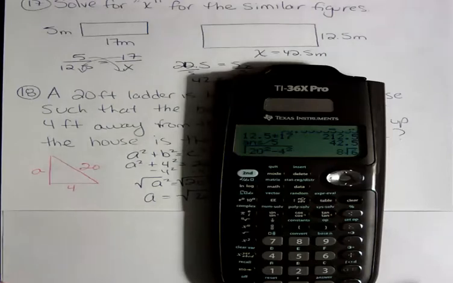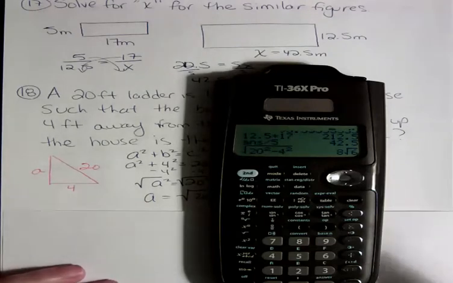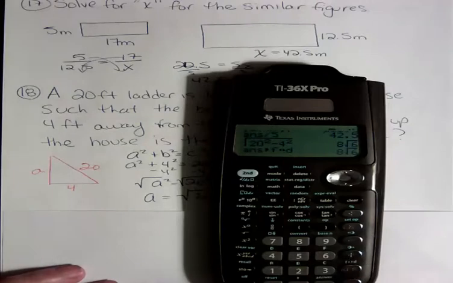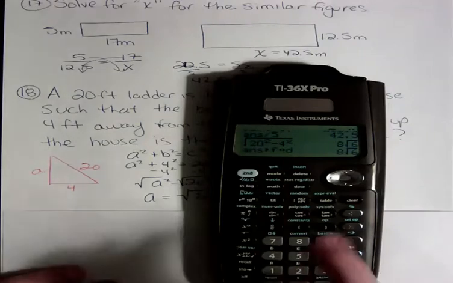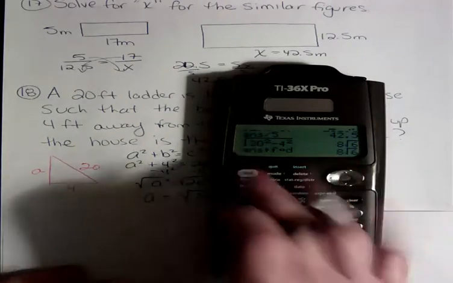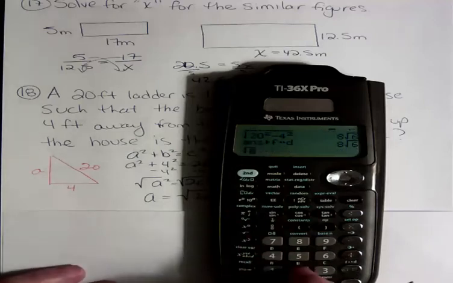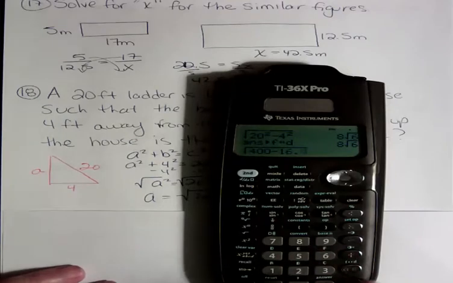So what do you do if you get that and you want the decimal answer? I don't want 8 square root of 6. I want the actual decimal. Let's see if I can do that with this button. I don't think so. Okay. So I'm going to go back and say second function, square root, 20 squared is 400 minus 16. I'm going to put a decimal point there. Yeah. So I'm going to enter my answer.